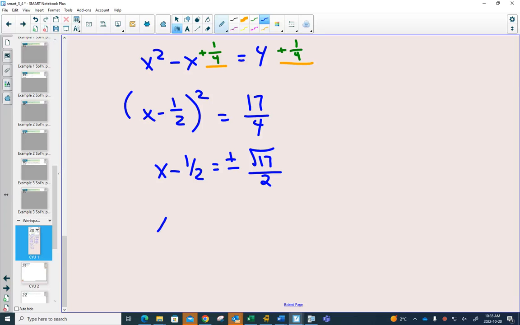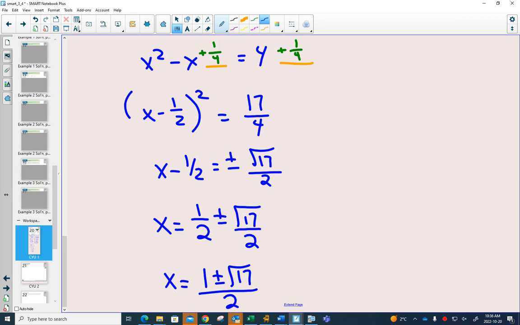And finally, now we can get x by itself by adding a half to both sides. Nicely, we already have a common denominator. So we get 1 plus or minus the square root of 17 over 2.